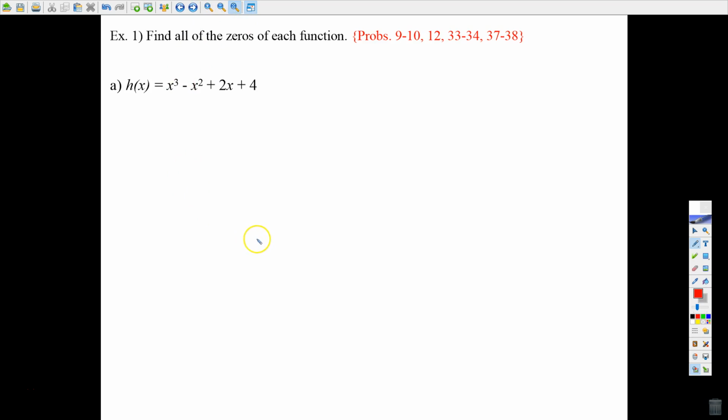So let's get started with some examples, and you're going to be doing problems that look a lot like what we're about to do. And as you can see, here we have this function, h of x. It is not factorable. So we're going to rely on something called the rational root theorem. Very important theorem. You're going to see this again for those of you who are headed to pre-calculus. So hopefully you'll get some good practice with it this year, and it will stick with you for later.